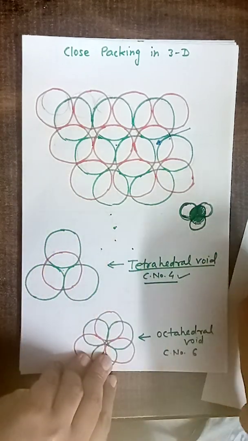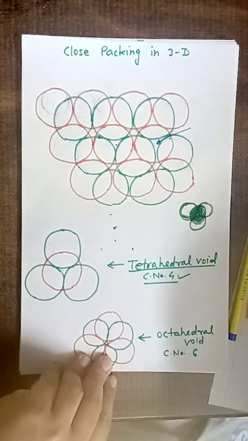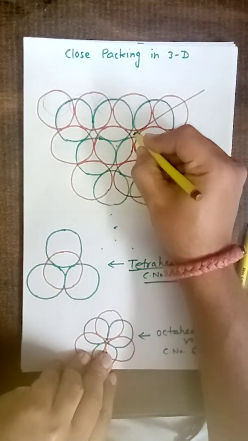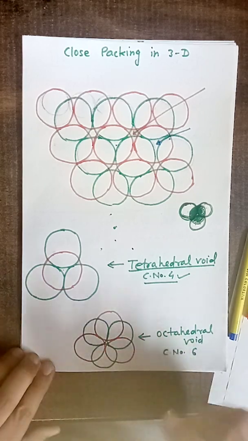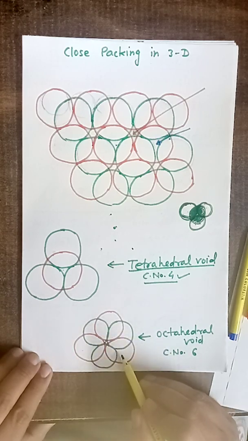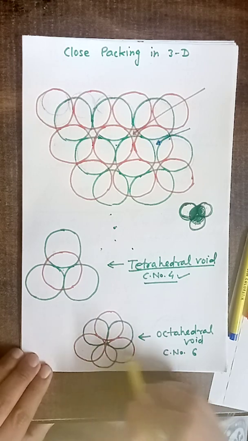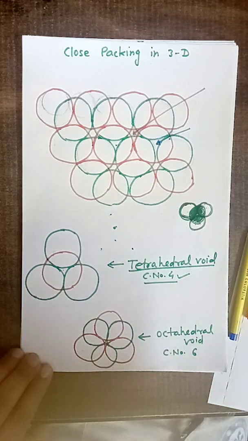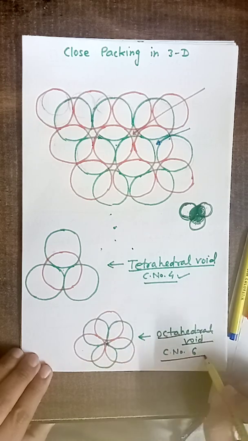Similarly, you can see the other type of void. Look at this particular void, and now count how many particles this void is surrounded by. Here the void is surrounded by a total of 6 particles, and you can see this view. 3 red particles of the first layer, 3 green particles of the second layer, and the void formed is surrounded by 6 particles. If you connect the centers of these 6, you will get an octahedral structure. Therefore the void is known as an octahedral void with coordination number 6.